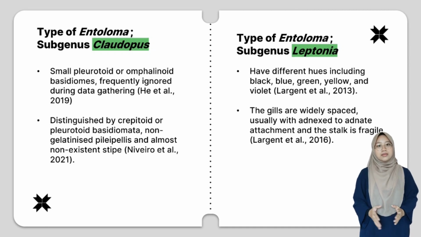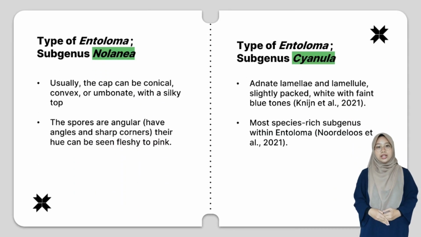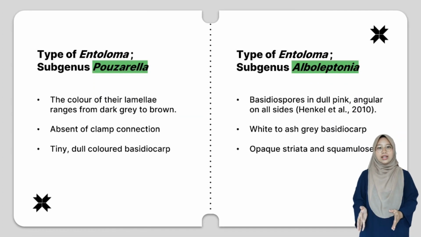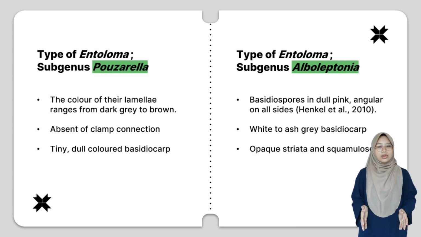Subgenus Claudopus has small basidiomes and is frequently ignored during data gathering. Leptonia has different hues, usually attractive in black, blue, green, yellow, and violet. Nolanea's cap is usually conical, convex, or ambonate, and it has angular spores. Cyanula has adnate lamella and lamellulae, and is the most species-rich subgenus within Entoloma. Pouzarella has a range of color from dark grey to brown in the lamella and an absence of clamp connection, while Alboleptonia has a white to ash grey basidiocarp, opaque stripe, and dull pink basidiospores.